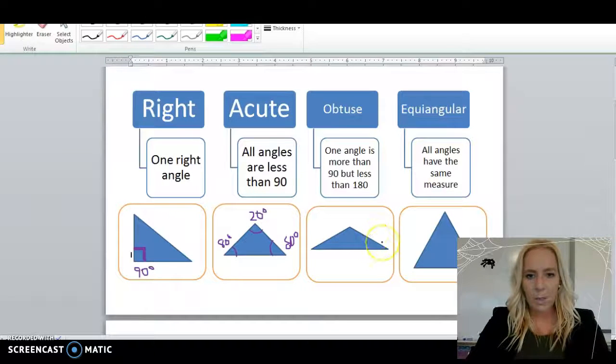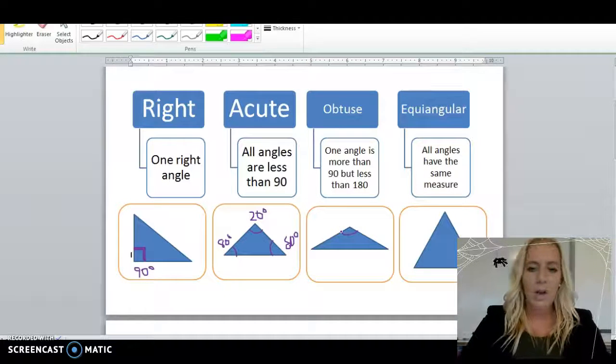This is an example of an obtuse triangle because one of the angles is greater than 90 but less than 180, which in this case we can make this angle 110 degrees.